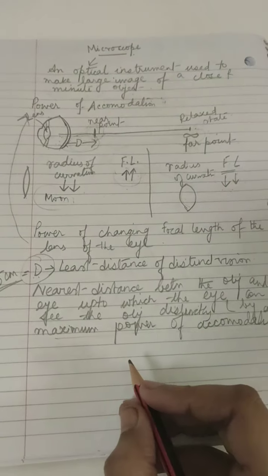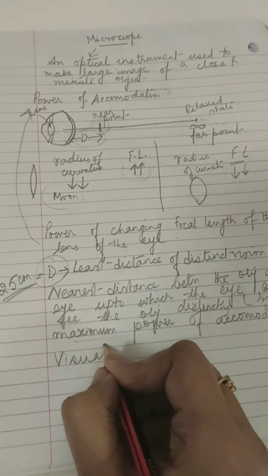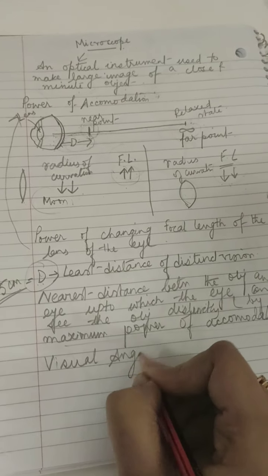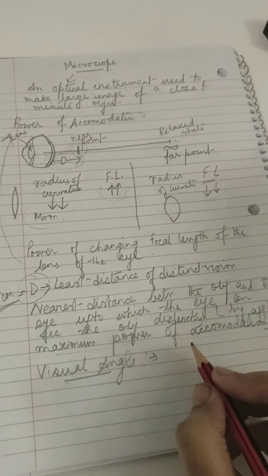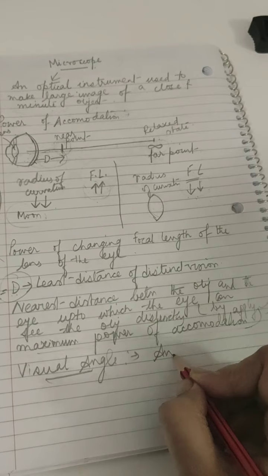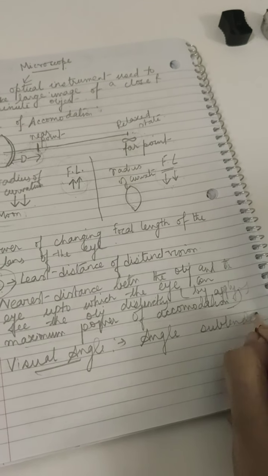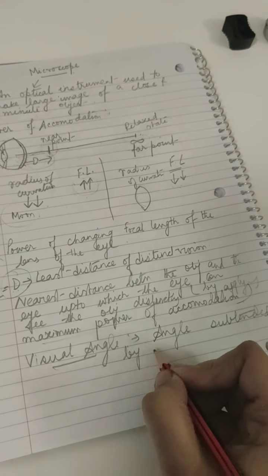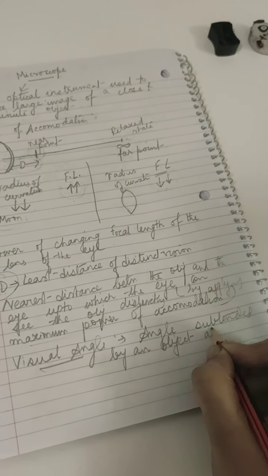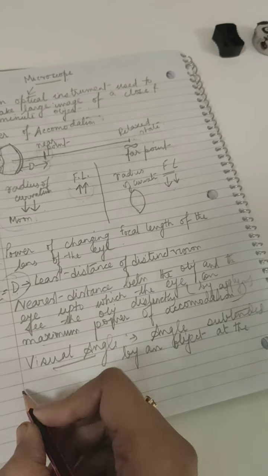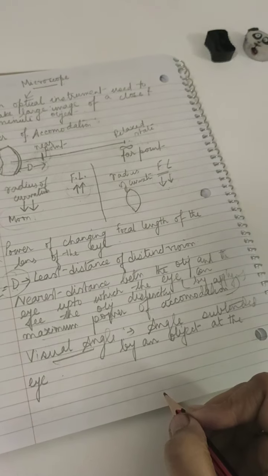Okay. Now, there is a term called visual angle. So, what is this visual angle? It is the angle subtended by an object at the eye. Angle subtended by an object at the eye.